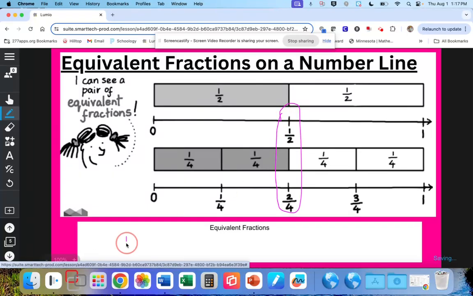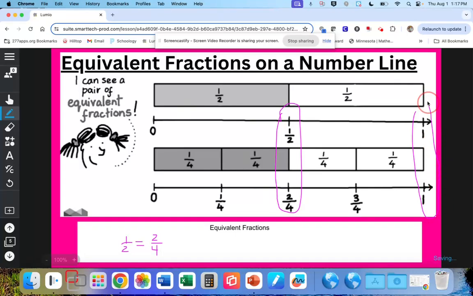An equivalent fraction is 1/2 is equal to 2/4. Another equivalent fraction we might see would be right here. Now, we don't see the fraction parts. This one would have said 2 over 2, and this one would have said 4 over 4, both of those making 1 whole. So another equivalent fraction would be 4/4 is equal to 2/4, or 2 over 2.